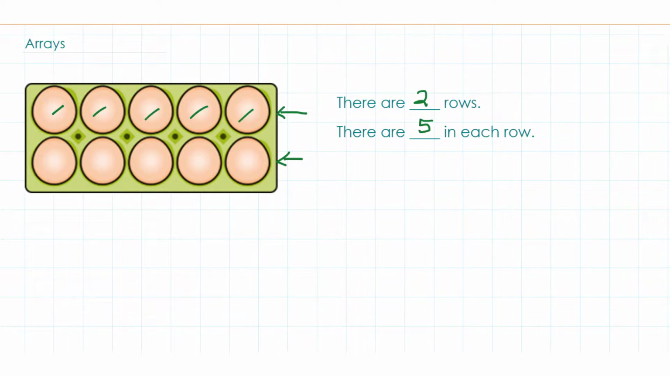Now, if we want to know how many eggs there are in total, can you think of a calculation that we could do to work it out? Think about the fact that there are 2 rows and there are 5 eggs in each row. What does that make you think of? Does it make you think of 2 groups of 5 eggs like we did last week? So there's 2 groups of 5 eggs, 2 rows of 5 eggs. So the calculation would be 5 plus 5, which is equal to 10. So there are 10 eggs altogether.